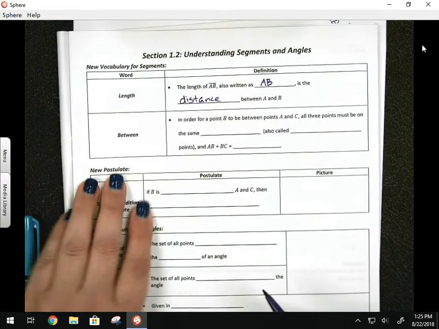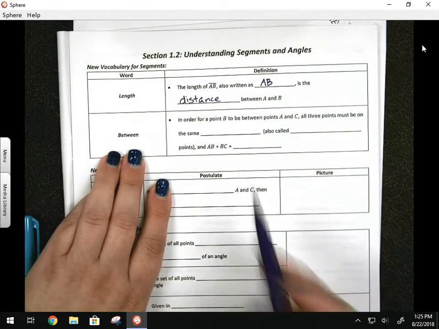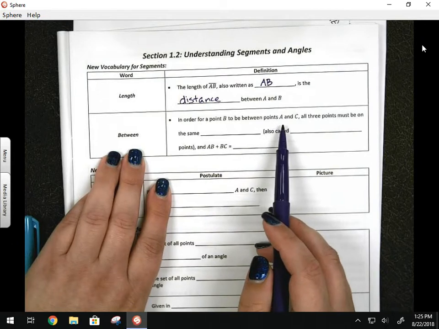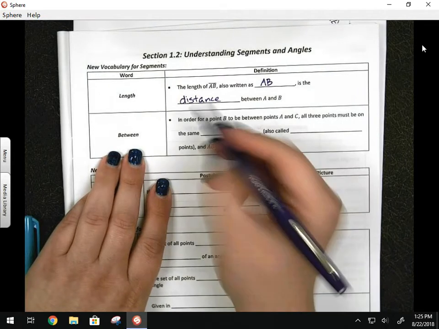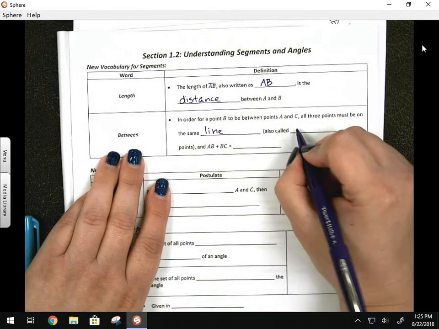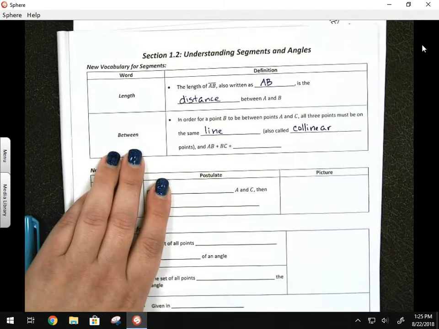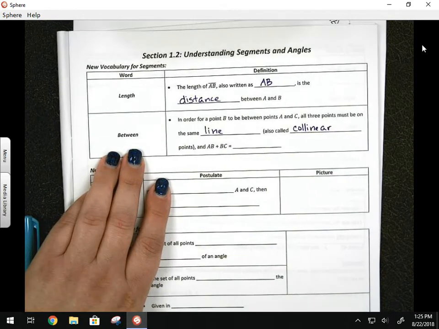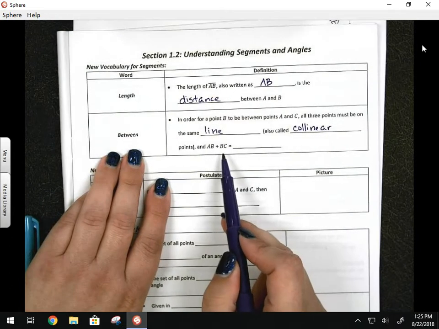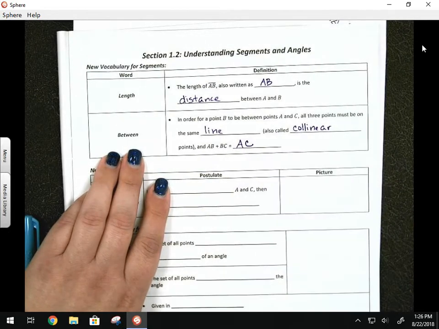All right. The word between, which again I think you're probably pretty familiar with. But in order for a point B to be between two points A and C, all three points must be on the same line. That's also called collinear points. So A, B, and C must be collinear. And the length of AB plus the length of BC must equal the length of AC.